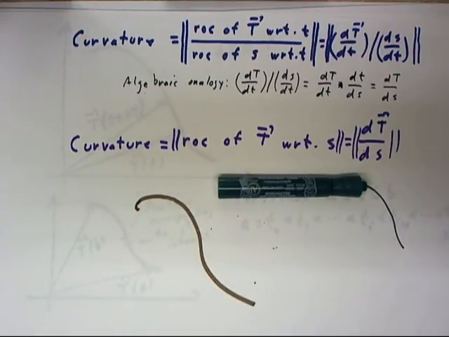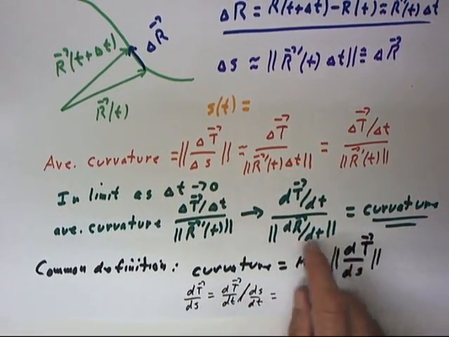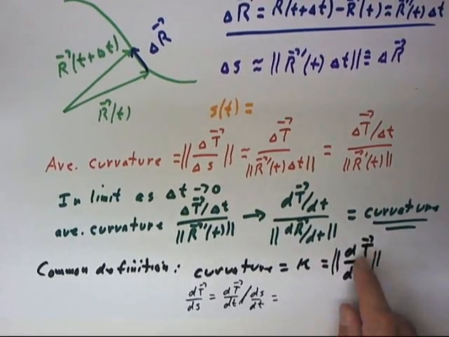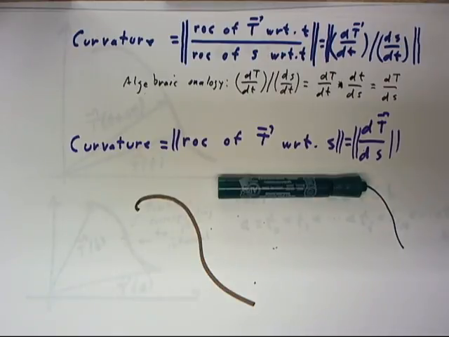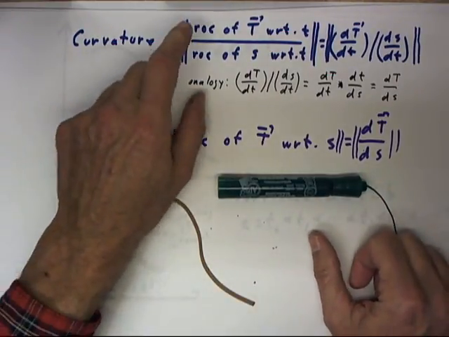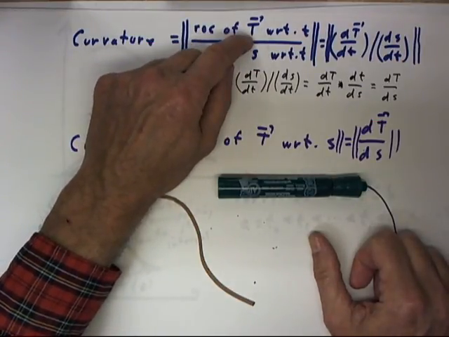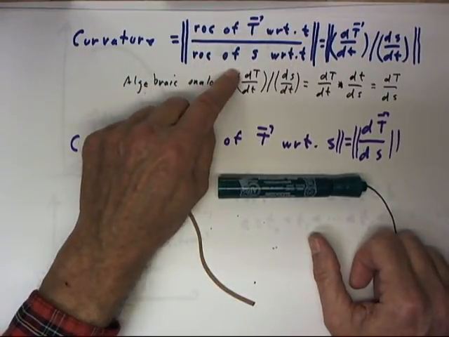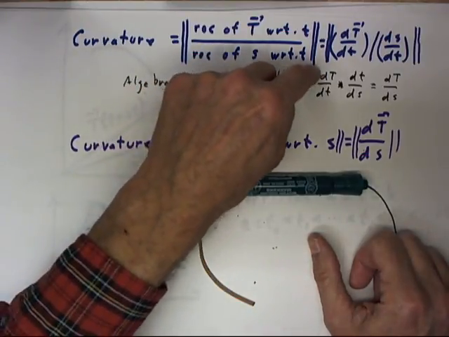We've seen one definition of curvature, a calculational definition, a common definition of curvature, and the notation. And we just re-emphasize that by saying that curvature is nothing but the magnitude of how quickly the unit tangent vector changes with respect to t divided by the rate of change of arc distance with respect to t.